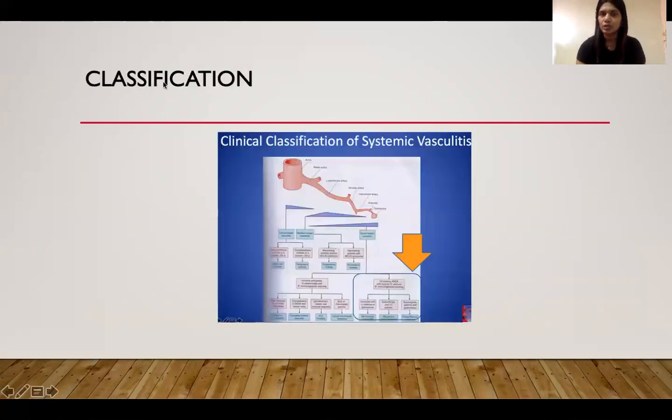If you look into this clinical classification of systemic vasculitis, it's very broad, and there are a lot of types. I would say there are large vessel vasculitis, medium vessel, and small vessel vasculitis, and depending on the sizes of the vessels, what type of vasculitis can happen. So it's some kind of classification.